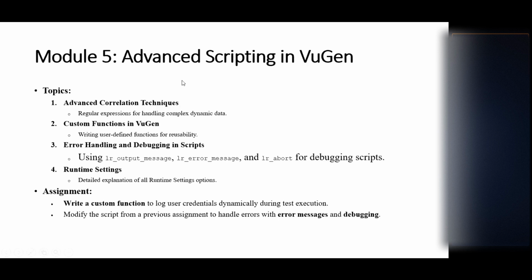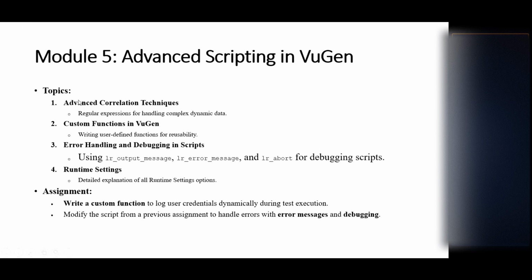And coming to the next one, I'm going to give you some advanced scripting concepts. I'm going to introduce some advanced scripting concepts here, like some advanced correlation techniques, how to handle the dynamic values whenever we have only the left boundary, whenever we don't have any right boundary, whenever we don't have any boundaries at all.